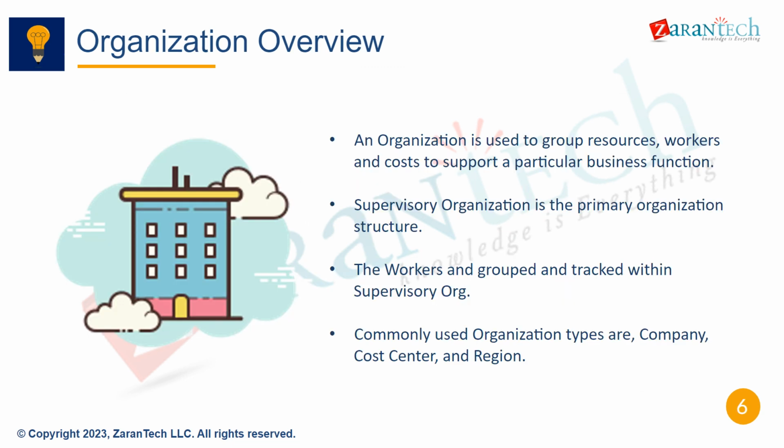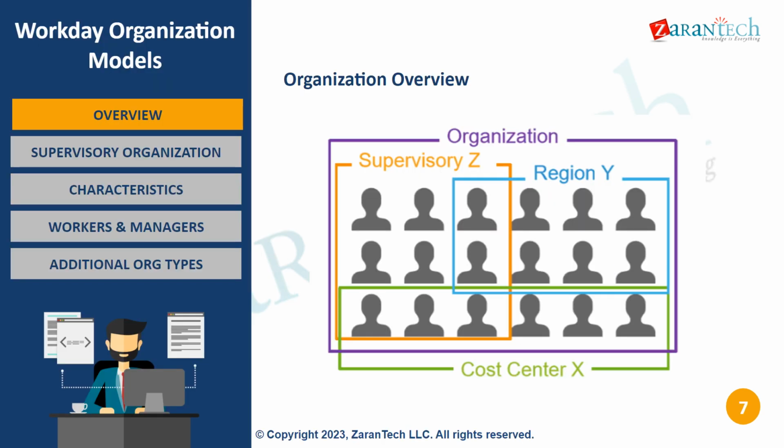An organization is used to group resources, workers, and costs to support a particular business function. The supervisory organization is the primary organization structure in Workday. Workers are grouped and tracked within the supervisory organization. Some key points about organizations: supervisory organizations are the foundation of HCM in Workday. Workers are grouped and tracked within supervisory organizations. Commonly used organization types are company, cost center, and region.